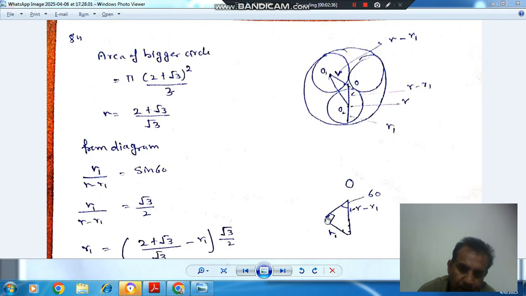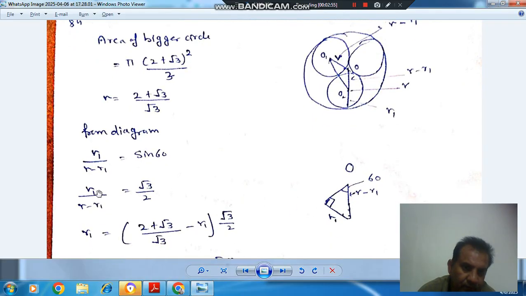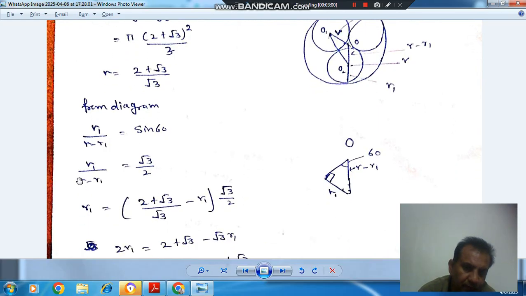For this angle, this will be the perpendicular, this will be the base, and this will be the hypotenuse. So R1 by R minus R1 will be equal to sin 60. Sin 60 is √3 by 2, and from this we get R1 by R minus R1 is equal to √3 by 2.